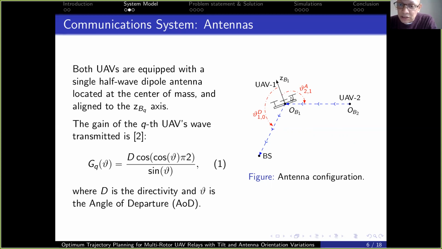So in this case, this is again the wave radiated by the UAV2, and then the angle of arrival is measured in this way, and the angle of departure of the wave radiated by the UAV1, which arrives to the base station, is this angle. This is the angle of departure. As we are considering a half-wave dipole antenna, this is the antenna radiation pattern, okay?